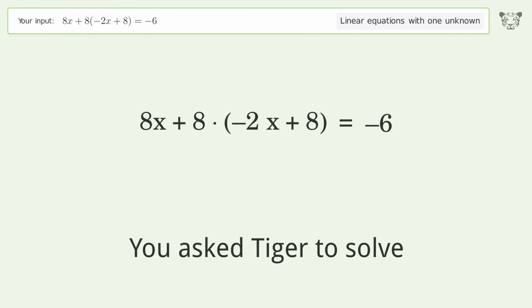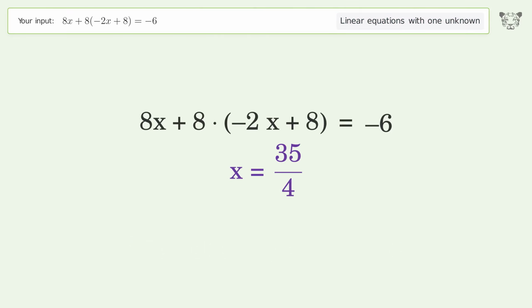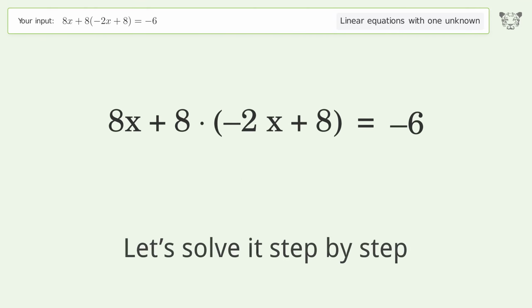You ask Tiger to solve. This deals with linear equations with one unknown. The final result is x equals 35/4. Let's solve it step by step.